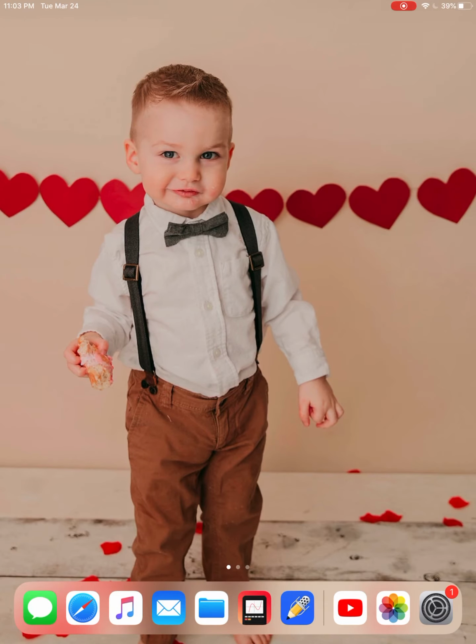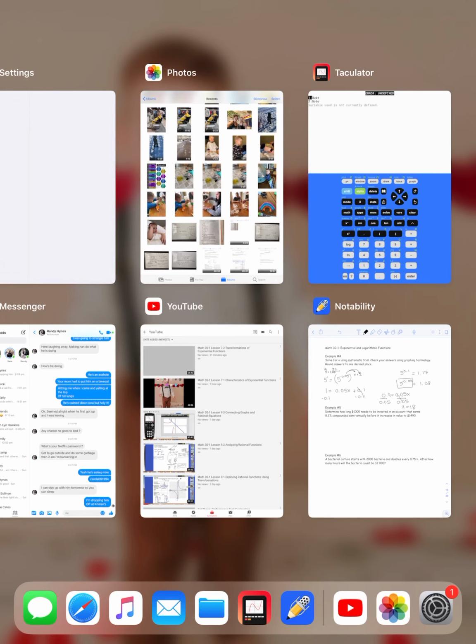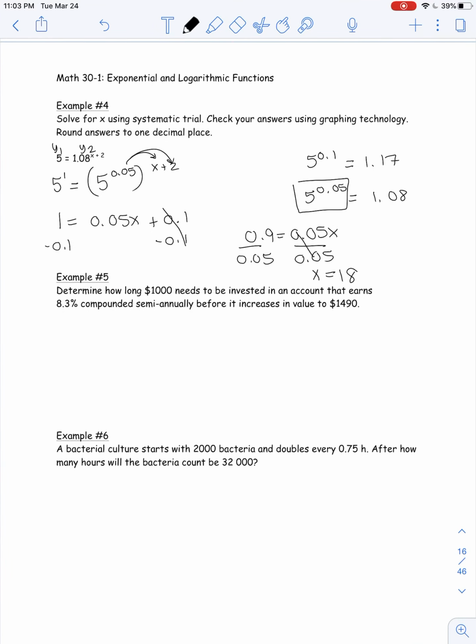Okay, so this isn't working for me right now. Let's reset this. Okay, so I'm just going to do it on my own calculator in front of me right here, and I'll just tell you what the answer is going to be. So I put y1 as 5, I put y2 as 1.08 to the power of, in brackets, x plus 2 if you have an older style calculator.